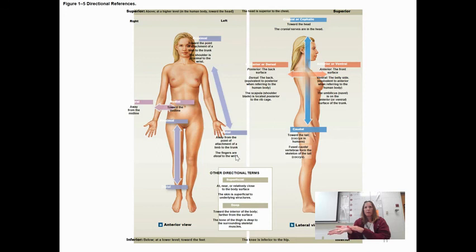All right, we're going to practice some of these so you can get these down. But one thing you should think about is proximal means it's closer to the attachment at the trunk. So this is my trunk. The head of my humerus is proximal to the trunk compared to the wrist, which is distal. All right, and that is it.